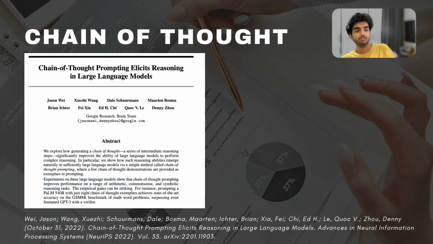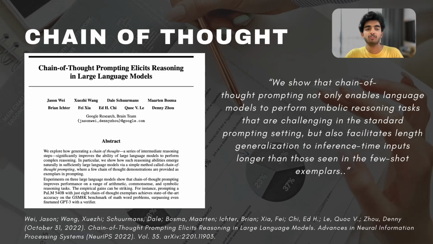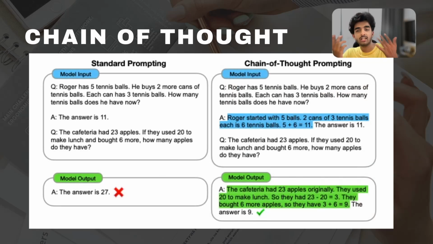So this is how chain of thought actually began. This was the research paper. If you're interested in understanding how it technically works, I recommend you read this paper, Chain of Thought Prompting Elicits Reasoning in Large Language Models. The main part says that chain of thought prompting not only enables LLMs to perform symbolic reasoning, but also facilitates length generalization to inference time inputs longer than those seen in few-shot examples. So it says that chain of thought processes help better than simple few-shot examples, because the AI was also able to understand its own output as an input. That's how chain of thought actually came about.